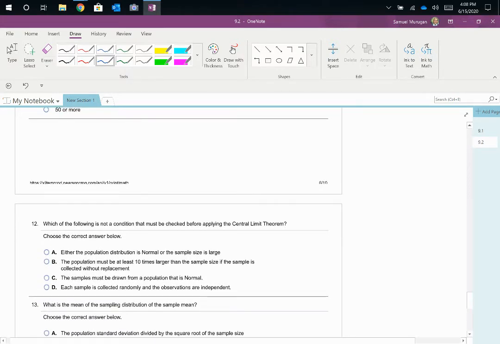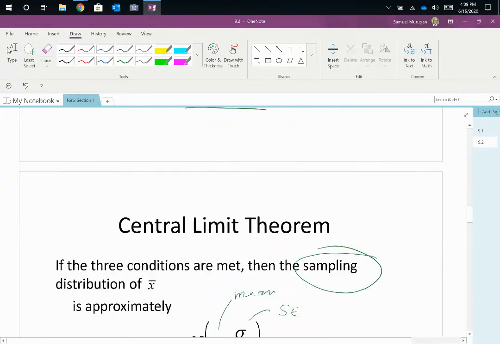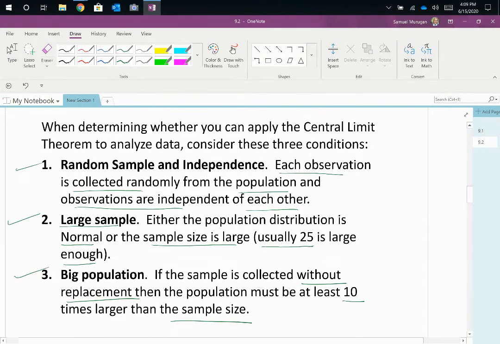Which of the following is not a condition? So remember your 3 conditions: random sample, the population must be at least 10 times greater than the sample size, and the sample size condition must be met. So clearly the one that's not here is that the sample must be drawn from a population that is normal. The population must be 10 times any sample collected independently. This is given right at the start, these 3 conditions right here.